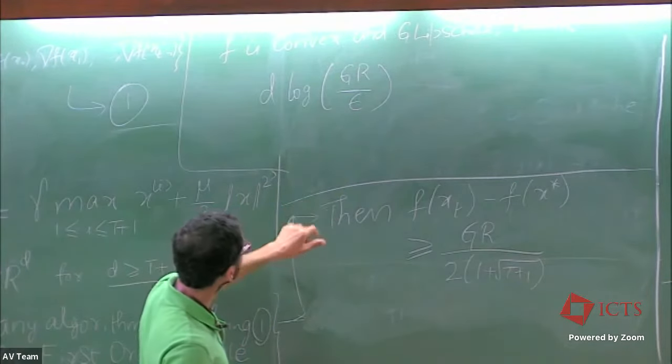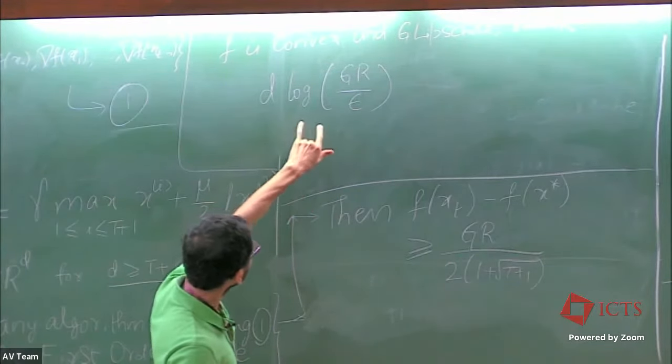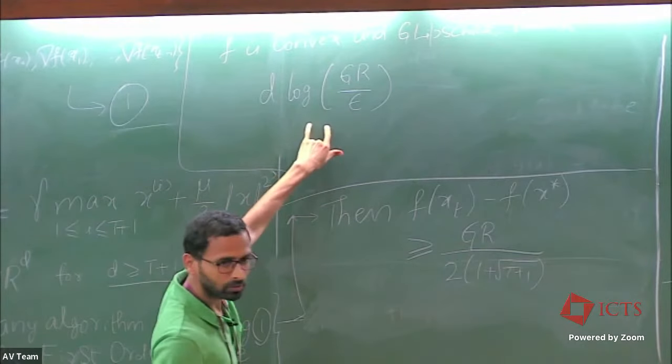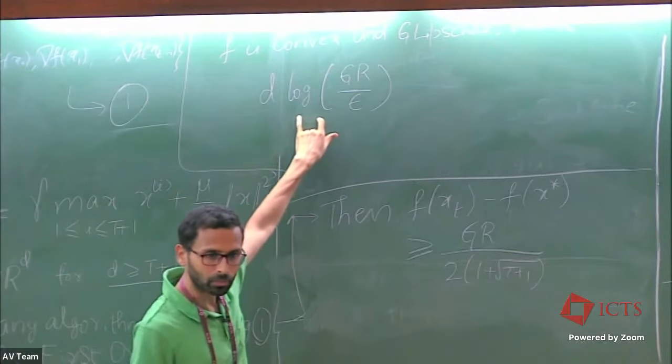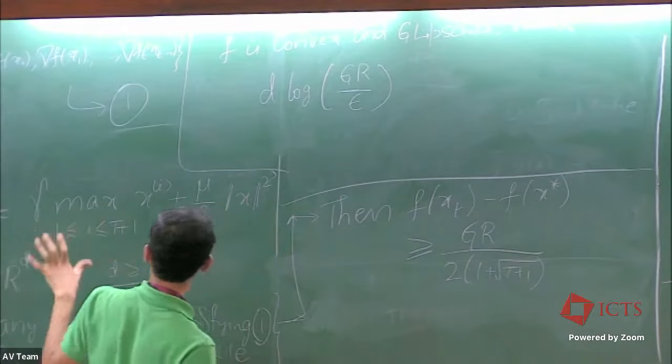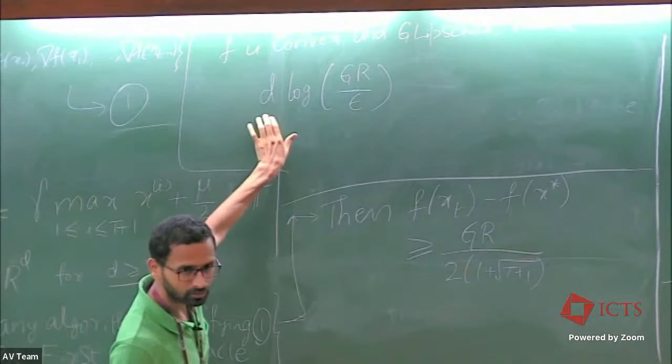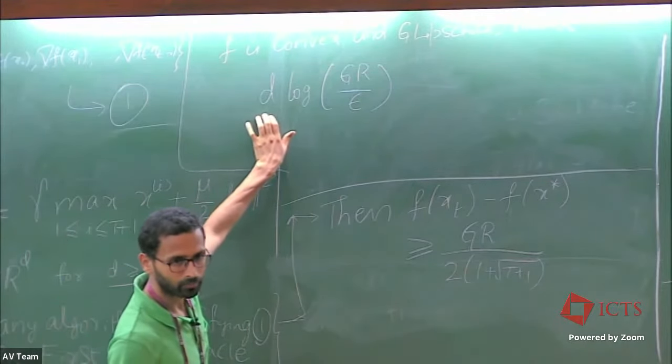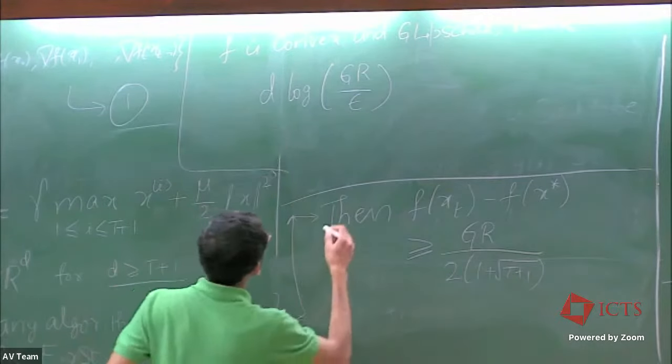So this one is also a bound. This one is also an upper bound. The other one is also an upper bound. But the thing is, in the example that we constructed, d is actually much larger. d is greater than or equal to T.